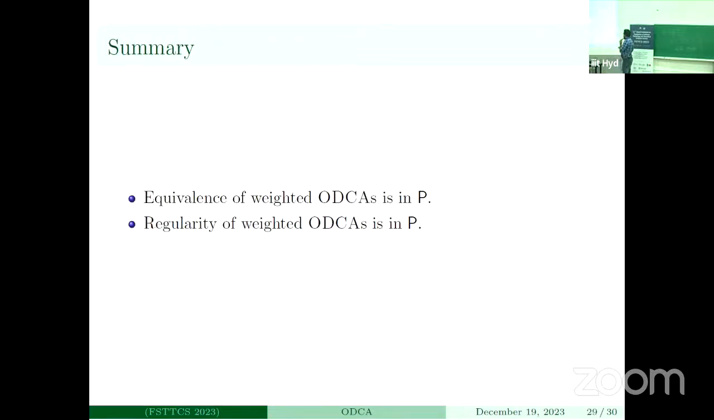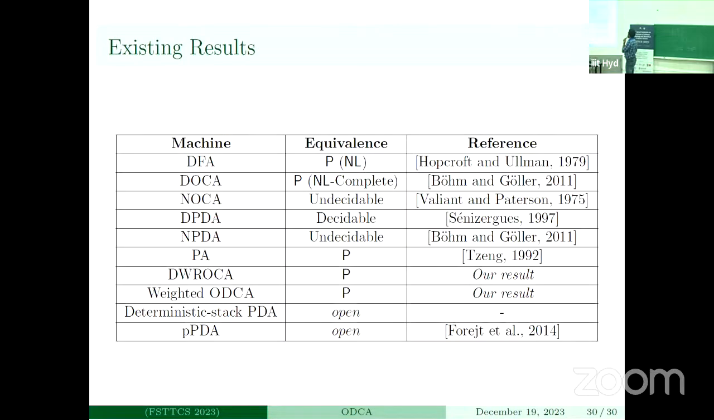Yeah, so these are the main results that we have. The equivalence of weighted OCAs is in P if the weights are non-MAP field, and regularity of weighted ODCAs is in P. So these are the existing results in the non-weighted and weighted setting. For probabilistic automata, we know that the equivalence is in P. For deterministic weighted real-time uncounted automata, the equivalence is in P. This is a corollary of our result. For weighted ODCA, the equivalence is in P. Again, this is our result.